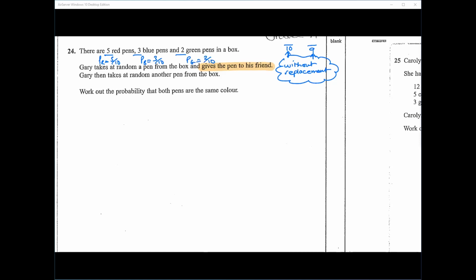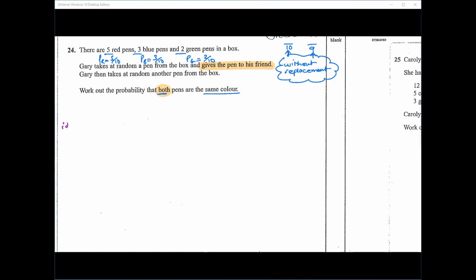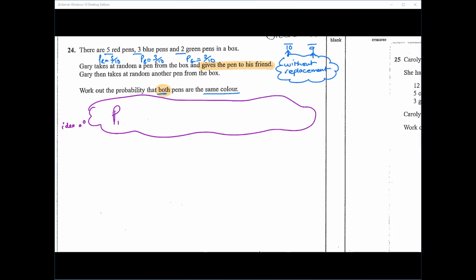Okay, so now it goes back to the probability that both pens are the same color. Now, what does that keyword both indicate? And. Lovely. Both pens means the first one and the second one being the same color. So can you give me some annotation now? Give me the idea. So what is the idea? The probability of red, so big P of red, yeah? And then add big P of red again. Fantastic. And then what's the next word?